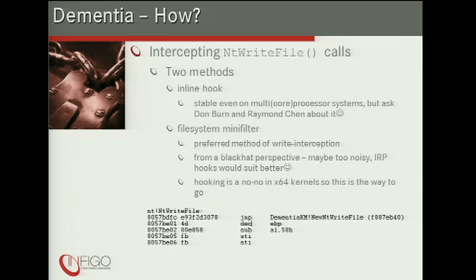Those are the 2 previously mentioned methods. The first method is to hook the anti-write file by placing an inline hook. I have tested it. It's not supported by Microsoft. It has been tested both on multiprocessor systems, both for hooking and unhooking, and it's pretty stable.